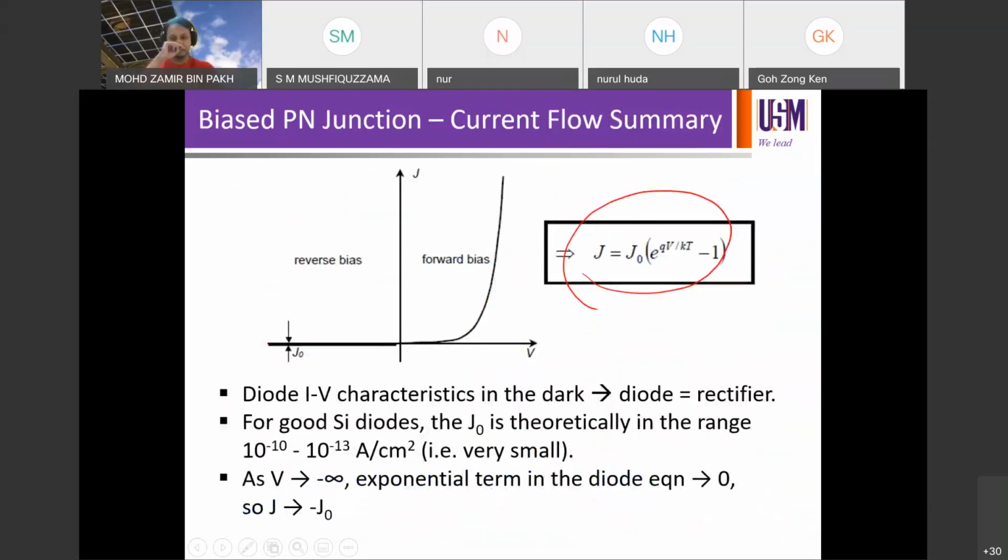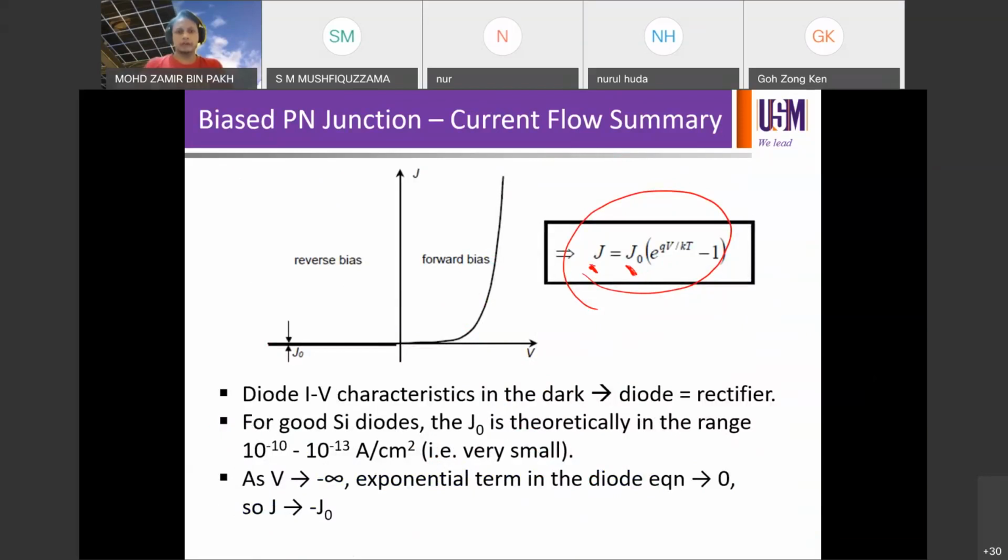So when we talk about a device later on, if we talk about a PN junction device, we're going to see the value of J and the value of J naught in the device. And then we'll see how much is good and how much is not good. What sort of level are we talking about for a good PN junction device. Okay.